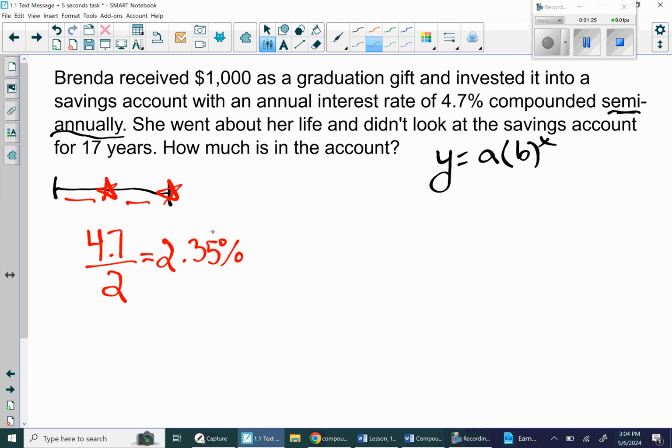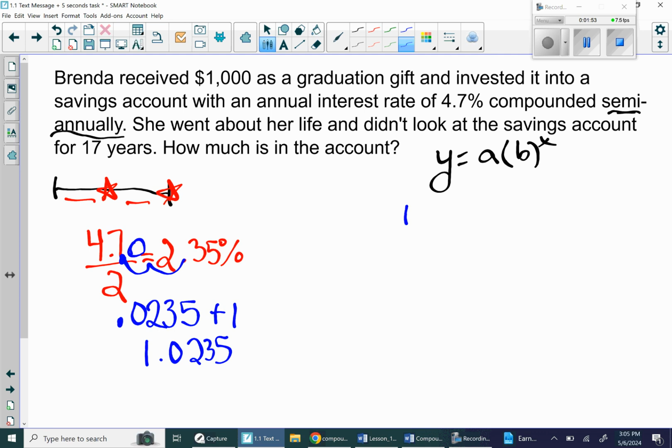Now this is in percent format, so we do need to convert it into a decimal in order to put it into our equation. So we're going to move our decimal place over 2 places, fill that in with a 0, and so our new decimal version of an interest rate is 0.0235. And of course we add that to 1 to make the whole, so we get a growth factor of 1.0235, and we can now write our equation.